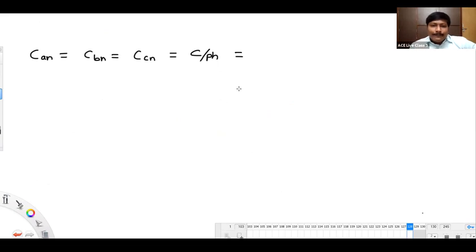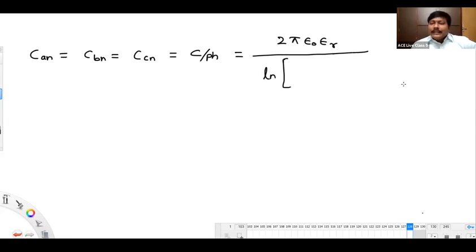Starting with 2 pi or pi? It will be starting with 2 pi. So the numerator will be 2 pi epsilon naught epsilon r, divided by the natural logarithm. We have written earlier d by r.